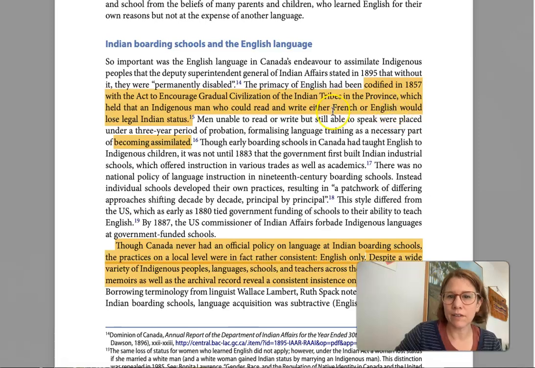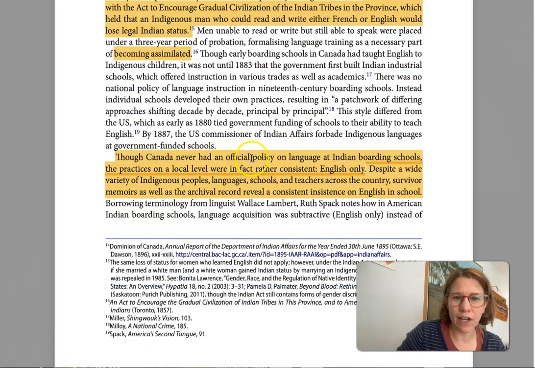So, Canada is founded on French and English colonies. And so those were the languages that were taught to Indigenous students in these schools, because those were the languages of the colonizers, settlers of this country. So a lot of the schools, she said, never had a formal policy on language, but many at the local level, she said the majority of Indian residential schools, had English-only practices.